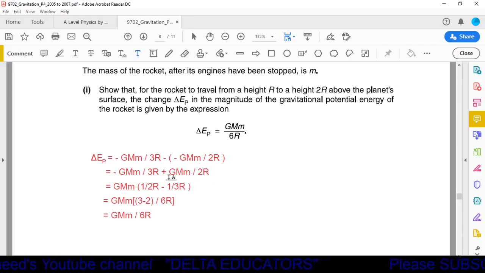This 1 over 2R will be with positive sign. This 1 over 3R will be with negative sign. So we will have 1 upon 2R minus 1 upon 3R. Okay, now here we have to take LCM, and by taking LCM we will get capital G capital M small m over 6R, the same expression we have already derived.